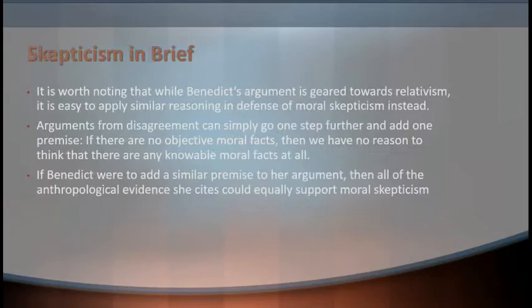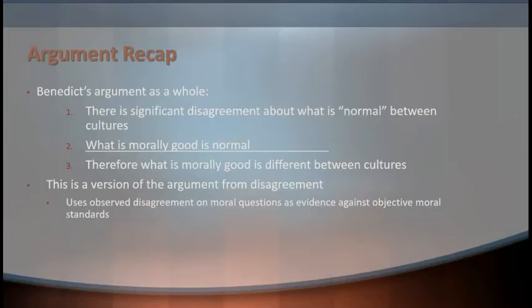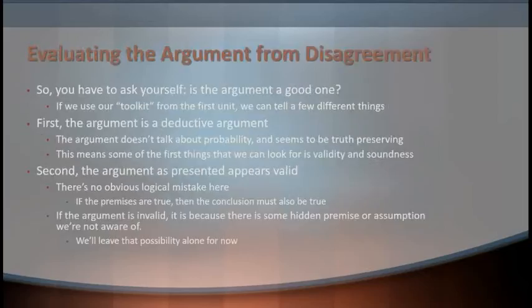Now, looking at these, there's no obvious logical mistake here. It doesn't seem obvious that there's some sort of invalid move going on here. It seems to be the case that if 1 and 2 are true, then 3 must also be true. Because 1 establishes a category, 2 establishes that what's morally good is a member of that category, and then 3 just extends the properties of the category to the property of the thing in the category. That's a pretty ordinary, perfectly logically valid move.